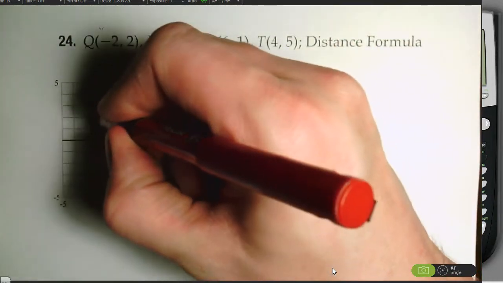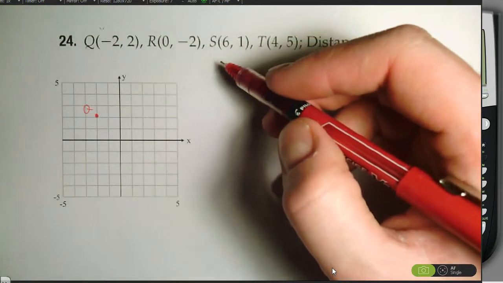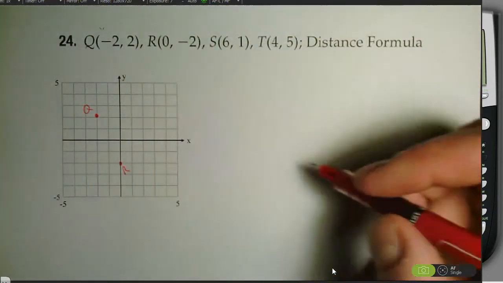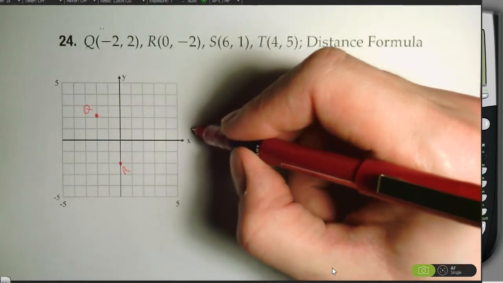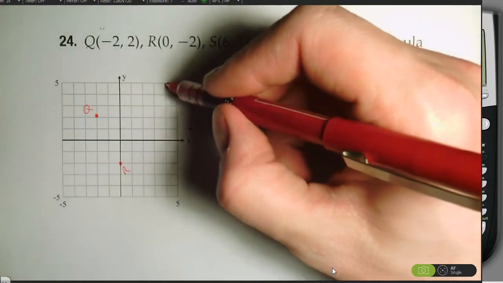So negative 2, 2. There's point Q. R is 0, negative 2. S is over 6, up 1, so it looks like it'd be somewhere around here. And then T is 4, 5.